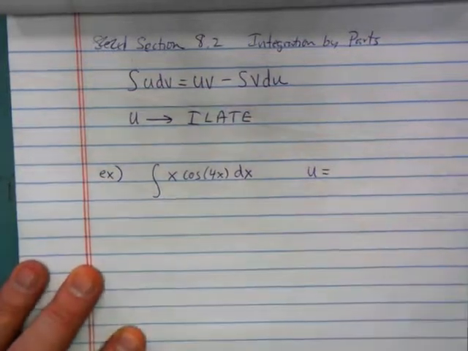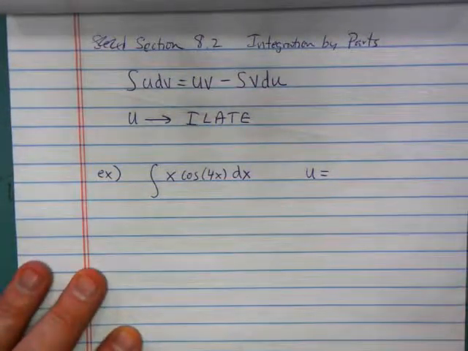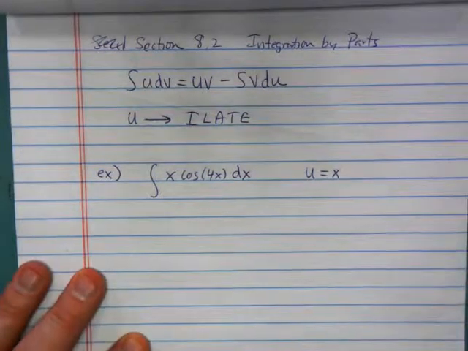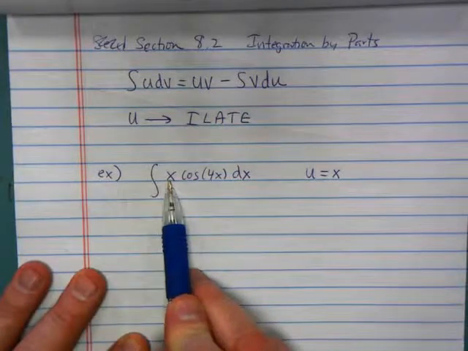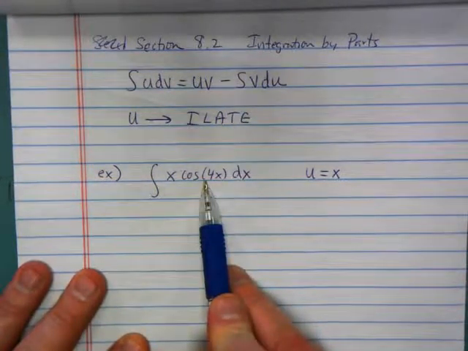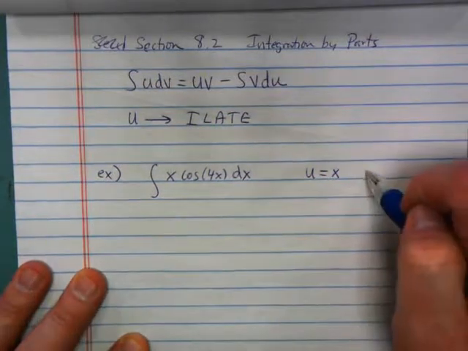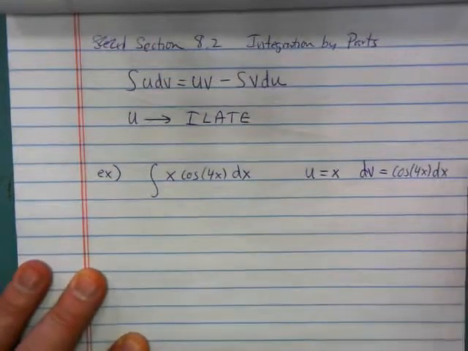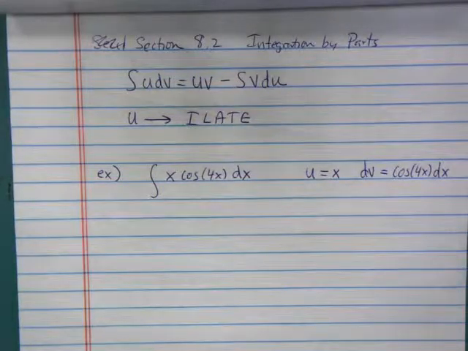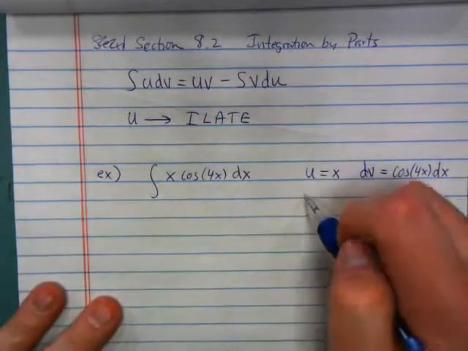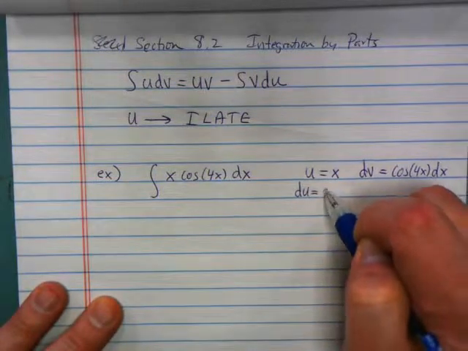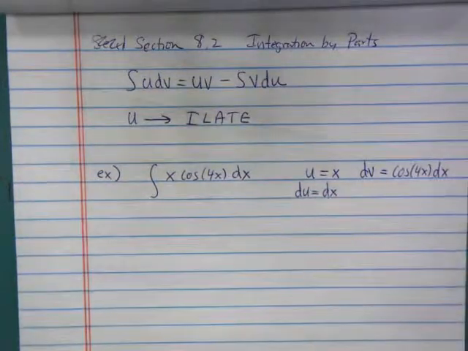And we think u should be x. Because algebraic, which is the x piece, comes before t, which is the trig piece. So that means dv should be everything left, cosine 4x dx. And then this is why we pick u to be x. This is what we really want. When we take the derivative, what's the derivative of x? Just dx. So that piece goes away in a sense. And that's what you really want to have happen.